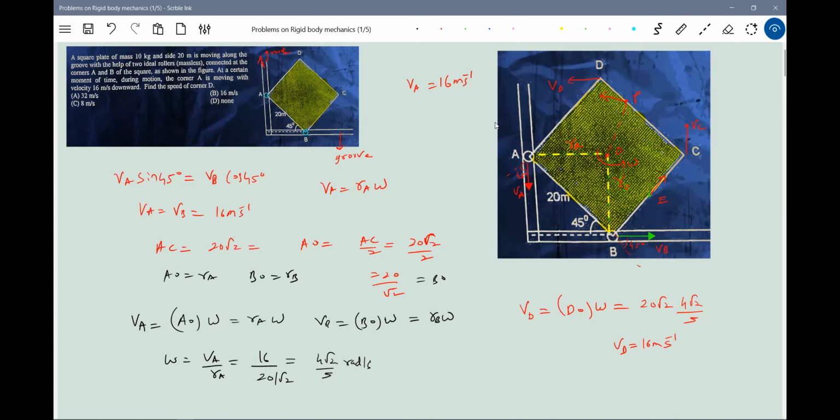This also 16, this also 16, this also 16, if you have that much. Because the distances DO and AO are the same, no? Okay, directly you can write it.